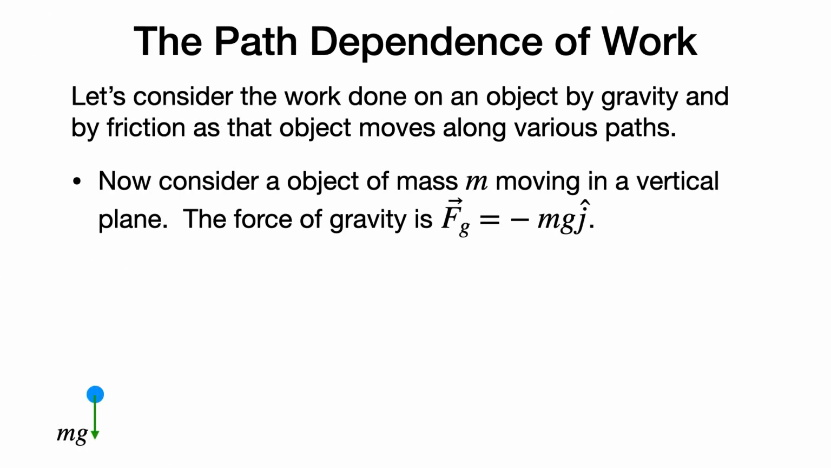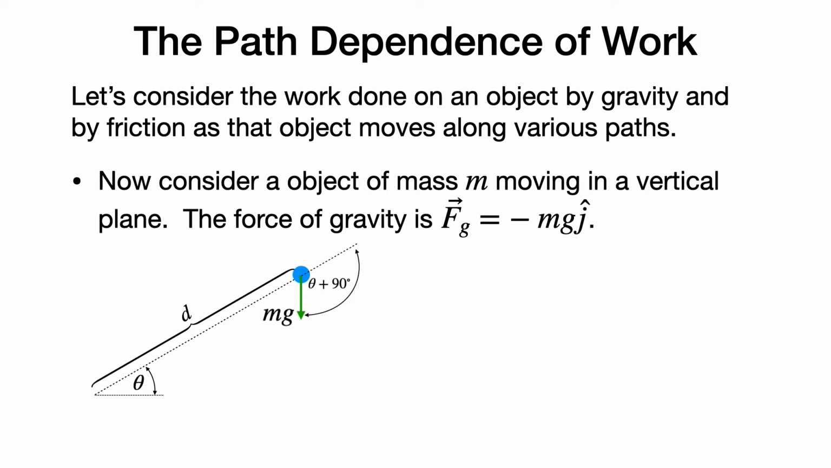Now let's consider an object of mass m moving in a vertical plane. The force of gravity is in the downward direction, so we can write this as minus mg j hat. Assume the object moves upward at some angle theta relative to the horizontal and travels some distance d. In order for us to calculate the work done on the particle by gravity, we need to know the angle between the displacement vector and the direction of the force.